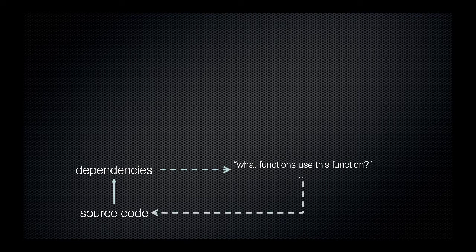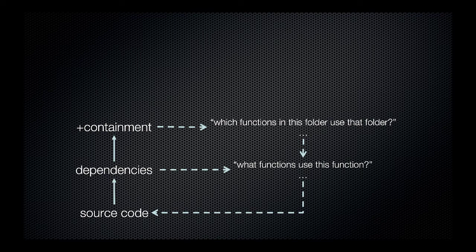So let's look at how Structure101 builds up its model of the codebase from the source code. First, the dependencies are added to the model, and these let us ask questions like, what functions use this function? Which helps us a bit during ongoing development. Then we add information about how functions are contained by files and folders, etc., which lets us additionally ask things like which functions in this folder call which functions in which files in that folder.